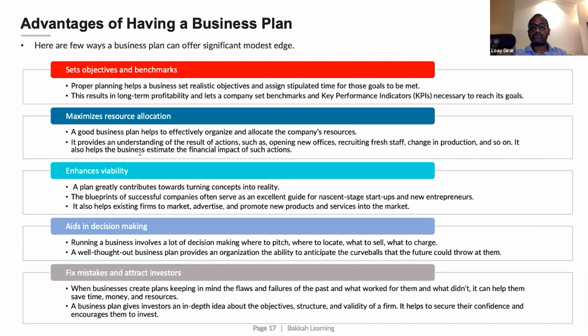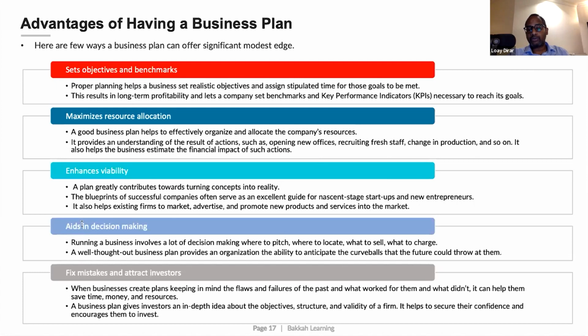Okay, it can help you also to estimate the business or the financial impacts when it comes to developing a business plan. Enhances viability. The more you develop a business plan and the more accurate it is, it's going to help you to set the right justification for your project. So this will help to support the viability of your idea. So a plan greatly contributes towards turning concepts into realities. And definitely the blueprint of successful companies often serves as an excellent guide for nascent stage startups and new entrepreneurs. It helps existing firms in the market to market, advertise, and promote new products and services into the market.